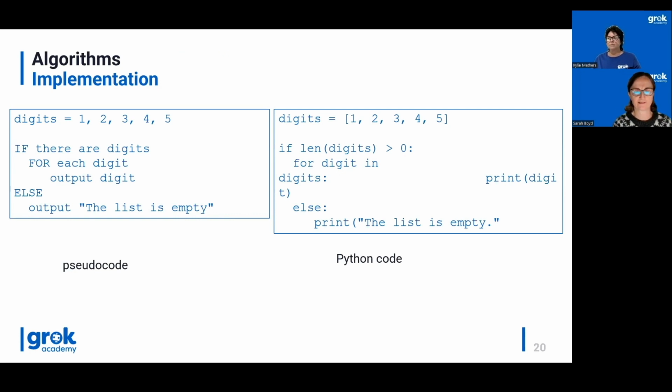So here's an example of what we mean by implementation. We've got an algorithm in pseudocode on the left, and then we've implemented it in Python code on the right. And we notice that in this particular algorithm, there's a for loop inside an if-else block. This is called a nested control structure, and we'll talk a bit more about that in the next slide.